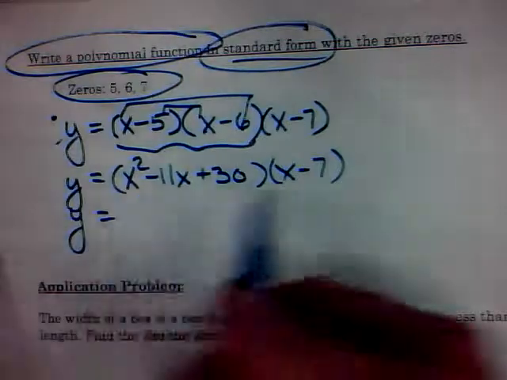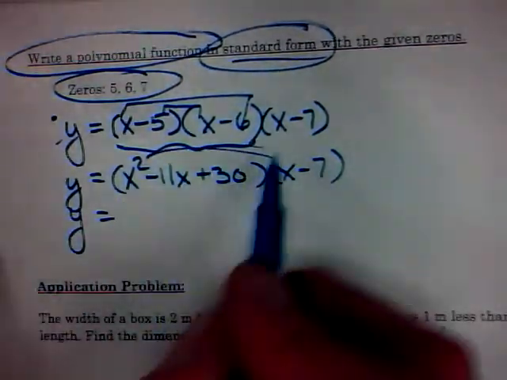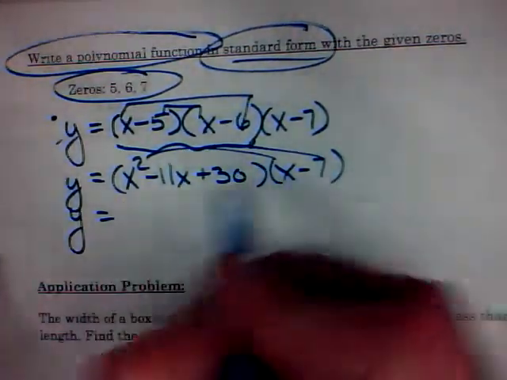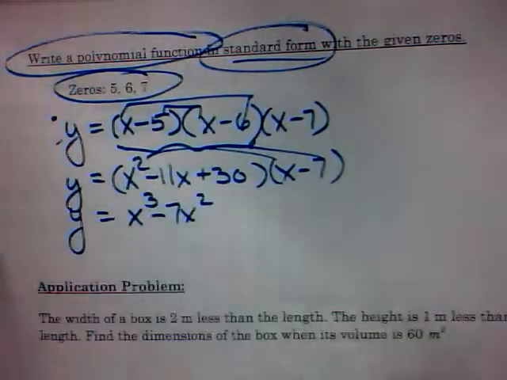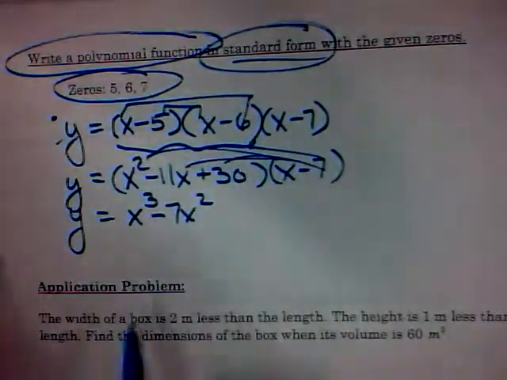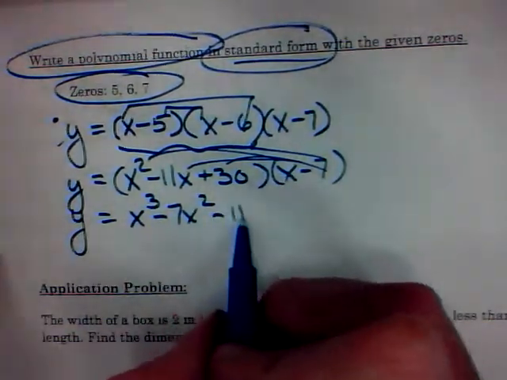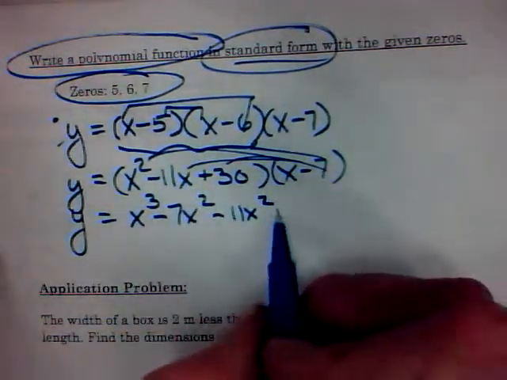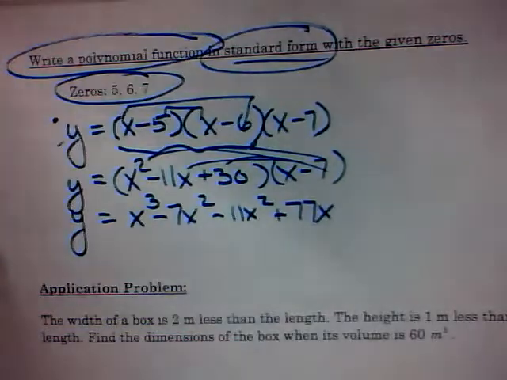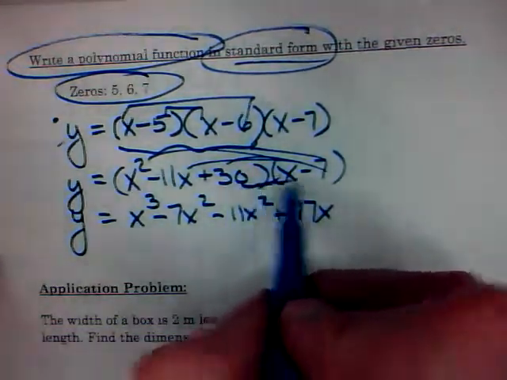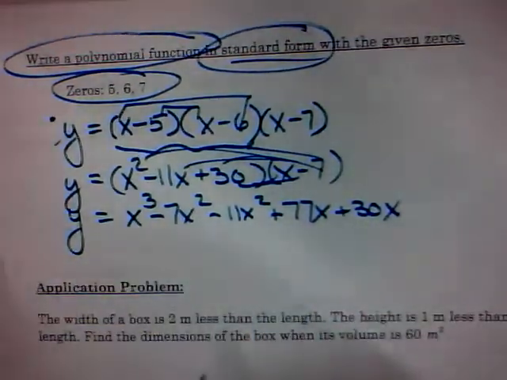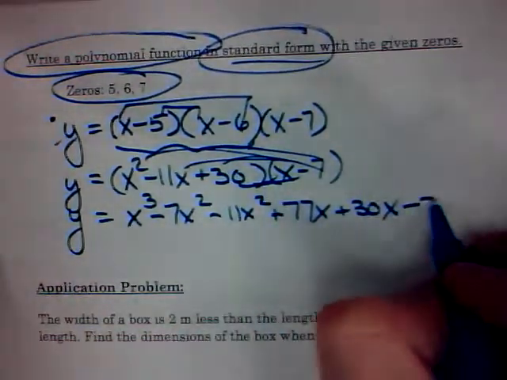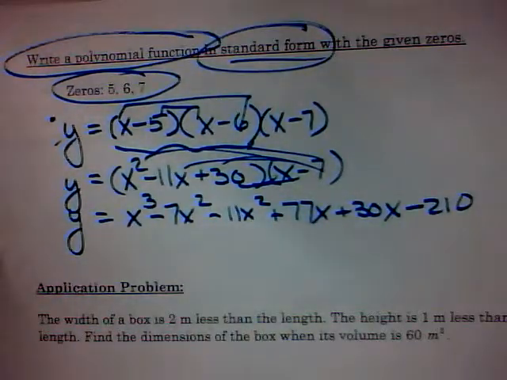So now we need to distribute. So this x squared goes to both. So that gets you x cubed minus 7x squared. Then the negative 11x has to go to both. So that gets you a negative 11x squared and positive 77x. And then the 30 has to go to both here. So that gets you plus 30x and minus 210.